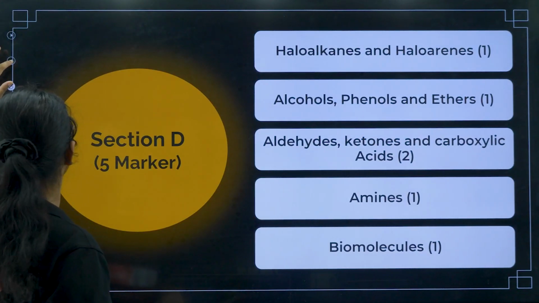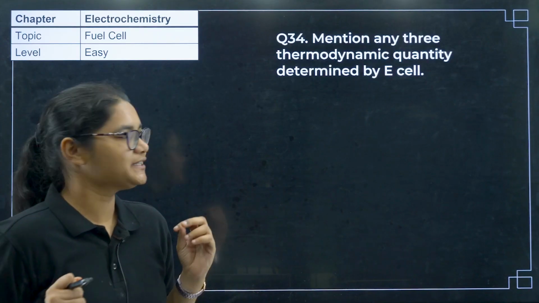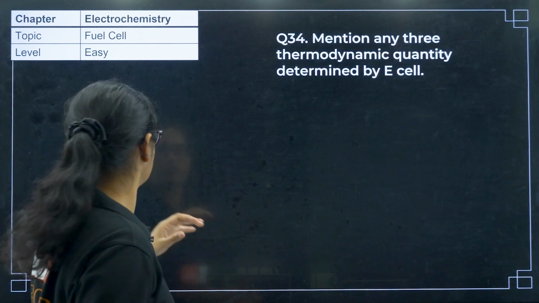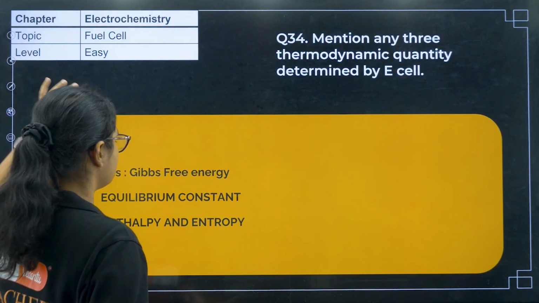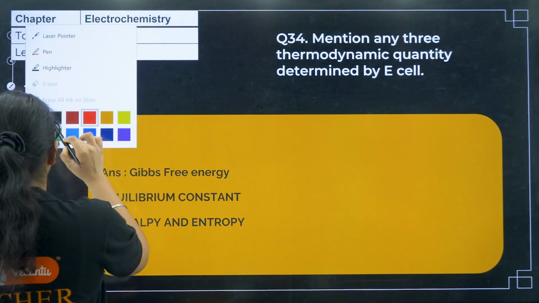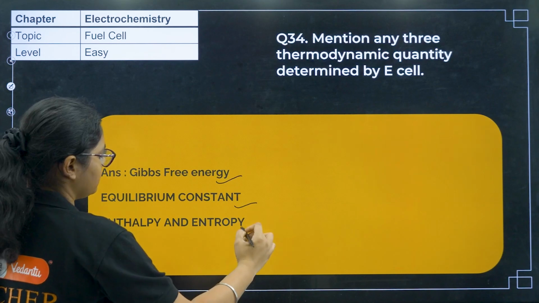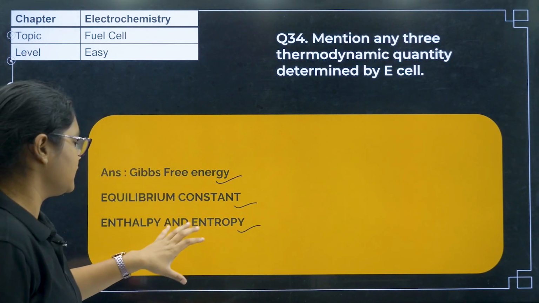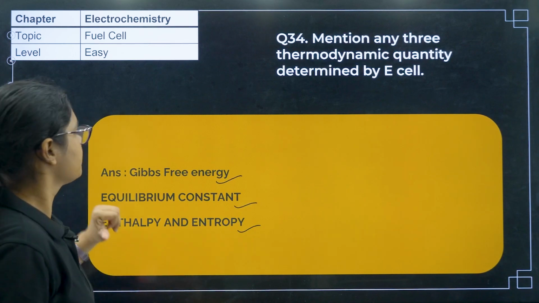Next, one second. Let us see the next question here. Mention any 3 thermodynamic quantities determined by electrochemical cells. Okay. So here are the quantities that can be determined. You can write Gibbs free energy, equilibrium constant, enthalpy and entropy. Okay. So any 3 from here you can write down.